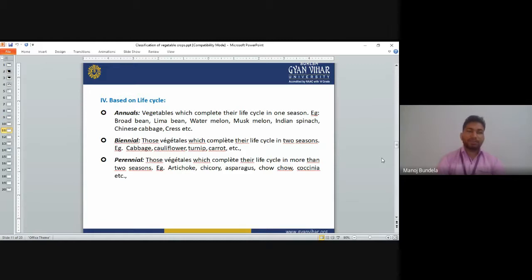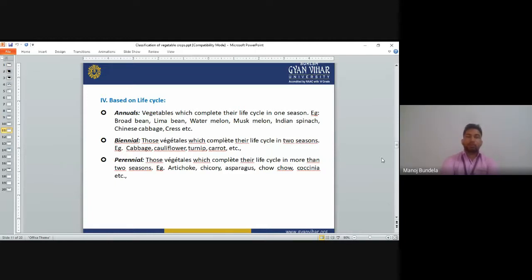Based on the life cycle, crops are classified into three types: annual, biennial, and perennial. Annual means they complete their life cycle in one season. They require only one season to complete their life cycle. Examples: broad bean, lima bean, watermelon, muskmelon, Indian spinach, Chinese cabbage. They come under the annual.